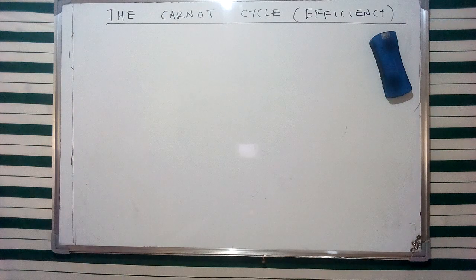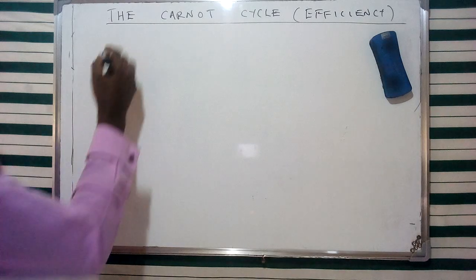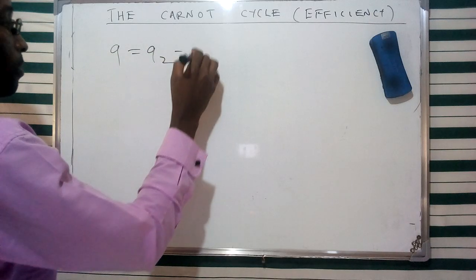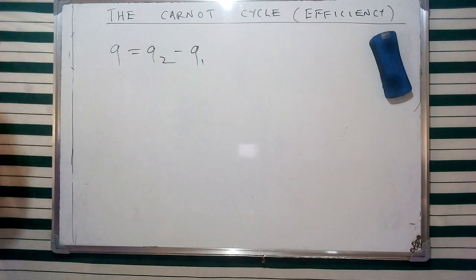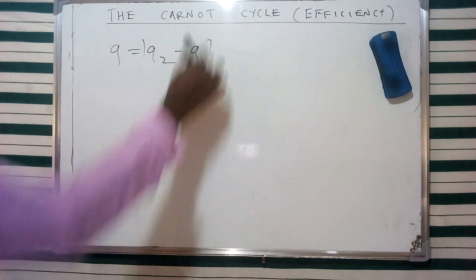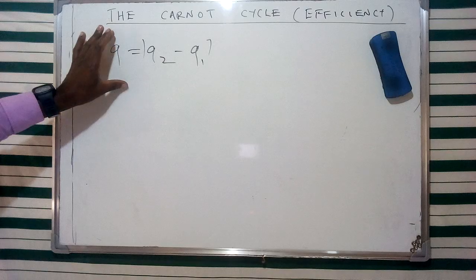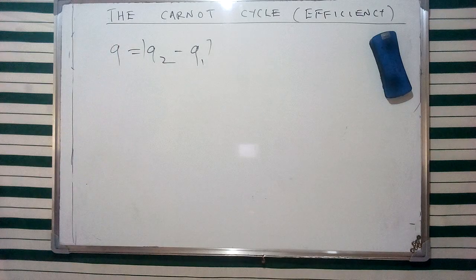So as we said, the net heat that is absorbed can be represented, let's give this as Q, and that is given as Q1 minus Q2. As we said, this is the net heat that is absorbed, and this particular heat represents the work that is done in this Carnot cycle.